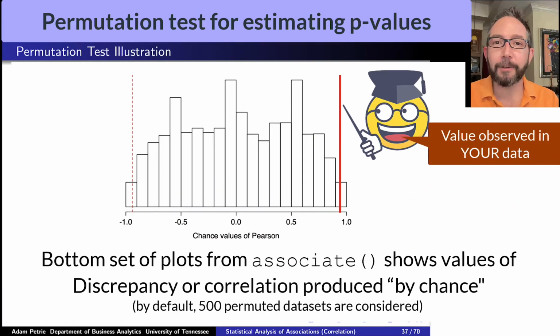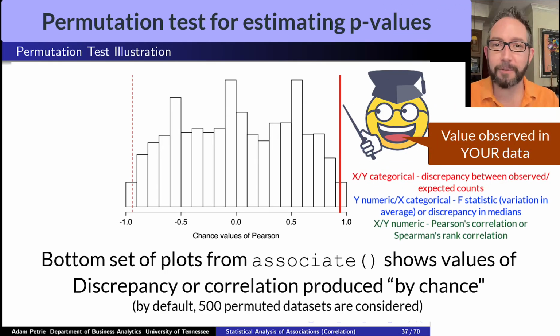The red vertical line is going to tell us the observed value of our measure for the strength of the correlation. Pearson's correlation, Spearman's rank correlation, the discrepancy between observed and expected counts, the F statistic if we're comparing averages, the discrepancy if we're comparing medians, all the same idea here. The red vertical line is going to tell us the observed value from our original data, and then the histogram is going to show us the values that could be produced by random chance when this permutation procedure is run.